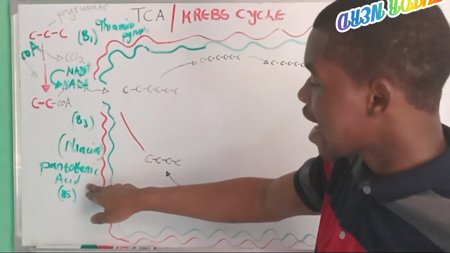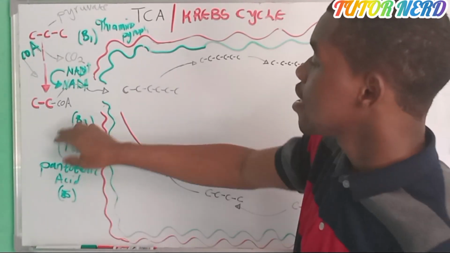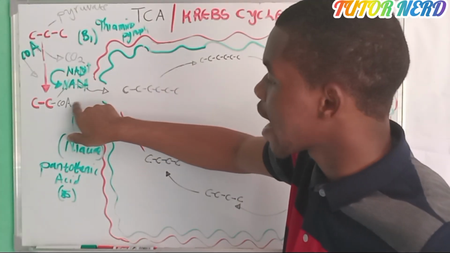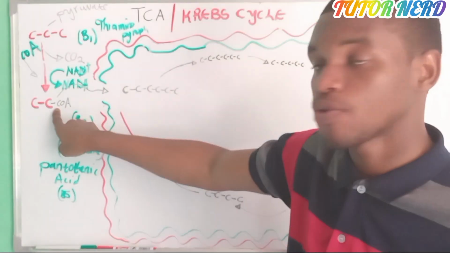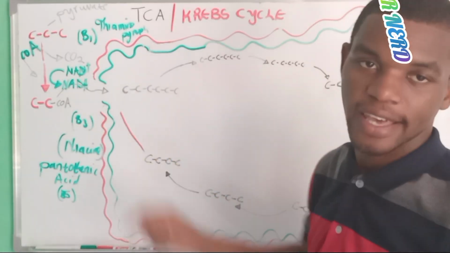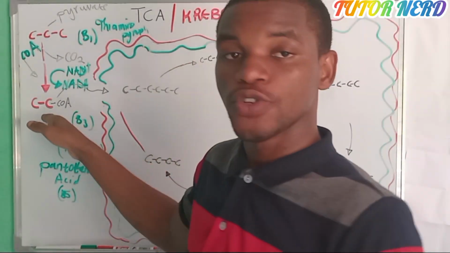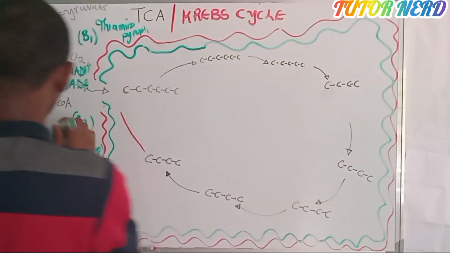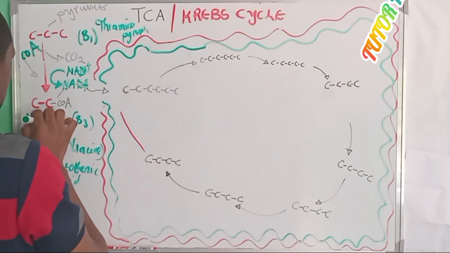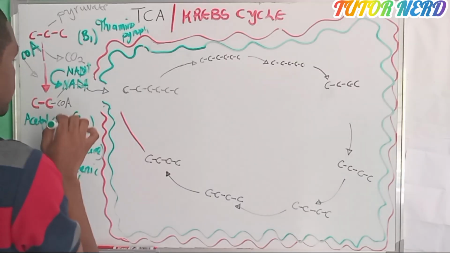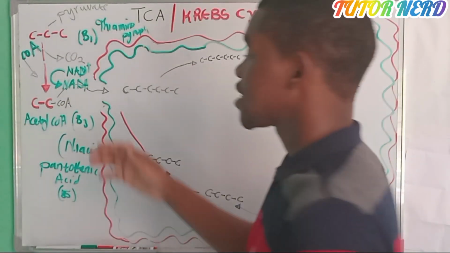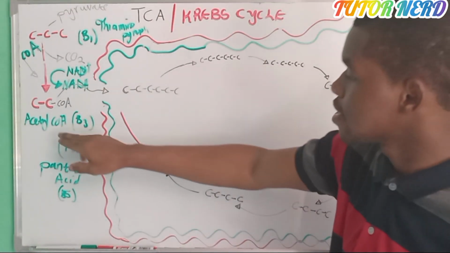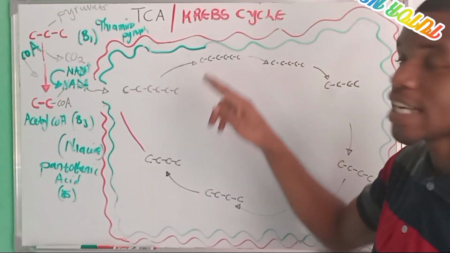So pantothenic acid was just bringing the CoA to the acetyl group, so that now it gets to bind that CoA to that acetyl group, so that we have the acetyl CoA. This molecule that we have produced here, we are going to call the acetyl CoA. Since we have the acetyl CoA, the very important intermediate in the Krebs cycle, it is this same one that will now enter the Krebs cycle.